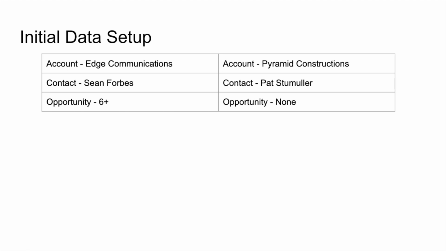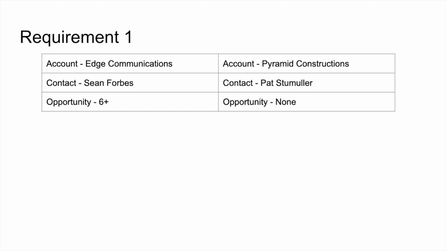So I have two accounts. I have Edge Communications and Pyramid Construction. And let's assume that both accounts have two contacts, which are Shane Forbes and Pat Stimler. Let's assume both contacts are partner users. Now Edge Communications has 6+ opportunities and Pyramid Construction does not have any opportunity.